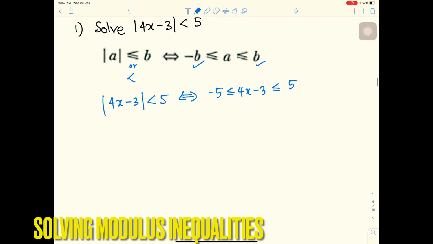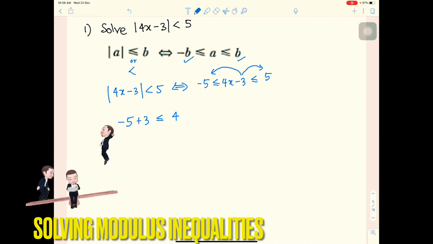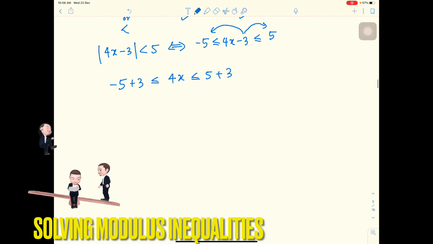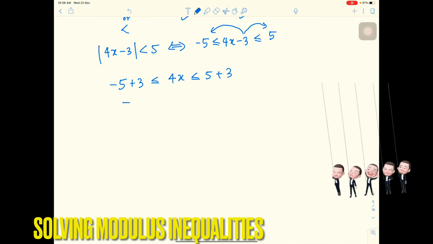From here we solve both sides. If you bring negative 3 to the left hand side, you also bring the negative 3 to the right hand side. So it becomes negative 5, bring negative 3 to the left hand side as well as to the right hand side, so plus 3. Now in the middle it becomes 4x, and then 5 plus 3, and negative 5 plus 3 equal to negative 2 less than or equal to 4x less than or equal to 8.